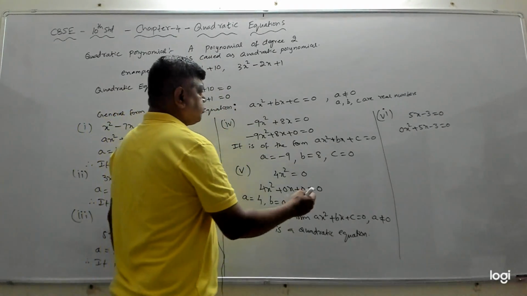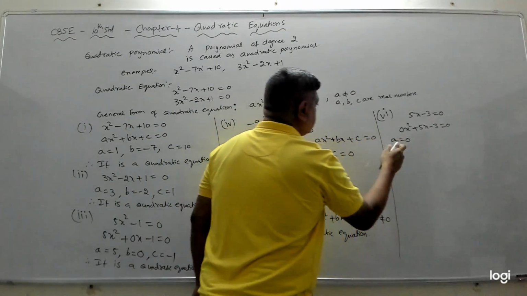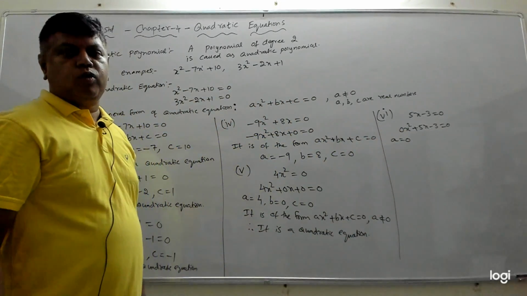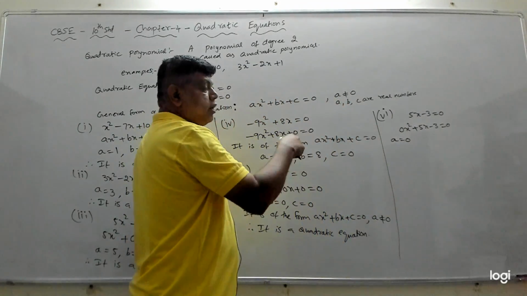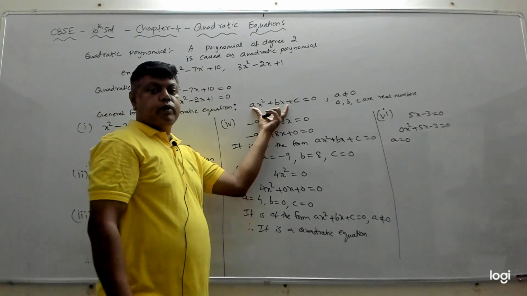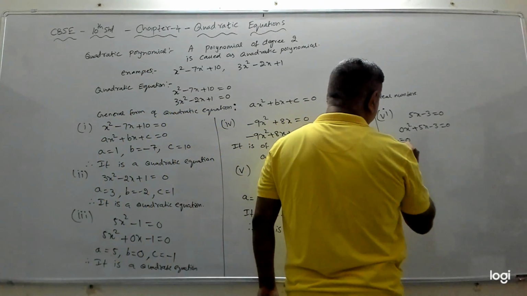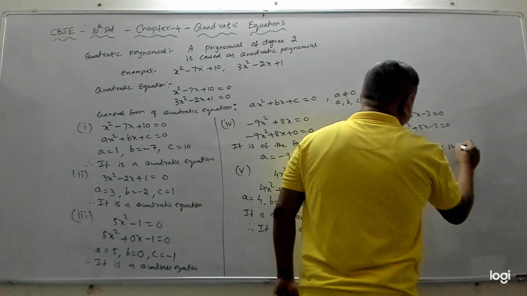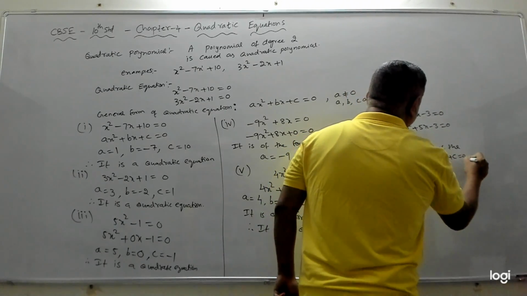Now comparing this with the general form, what is A? A is 0. A is the coefficient of x square, so the coefficient of x square is 0. But A should not be equal to 0. That is a condition for the equation in this form to be a quadratic equation. But we are getting A equal to 0. Therefore, we can say it is not a quadratic equation. It is not of the form ax square plus bx plus c equal to 0 with a not equal to 0.